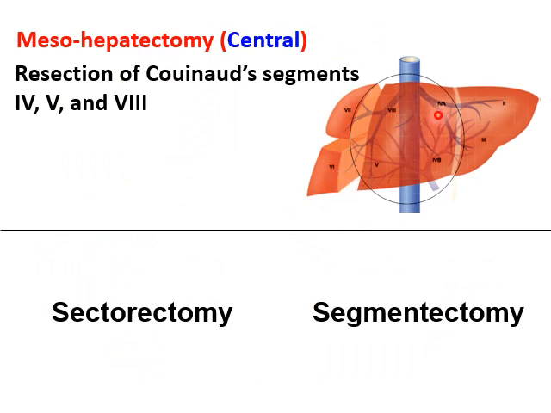If we remove segment 4 and segments 5 and 8, the name will be mesohepatectomy or central hepatectomy. However, one sector can be removed, like sector 6 and 7 or 2 and 3. It's called sectorectomy, or even one segment, like segment 6, S6 segmentectomy, S3 segmentectomy, etc.